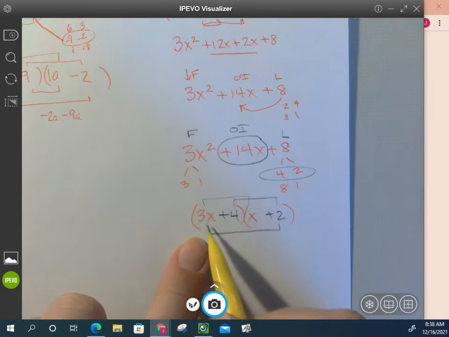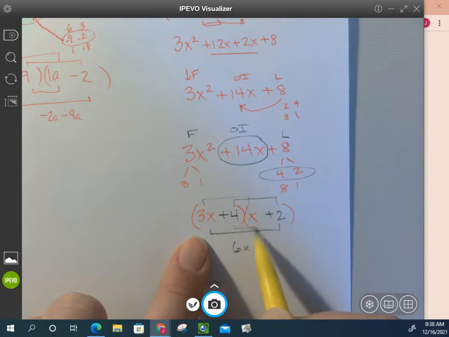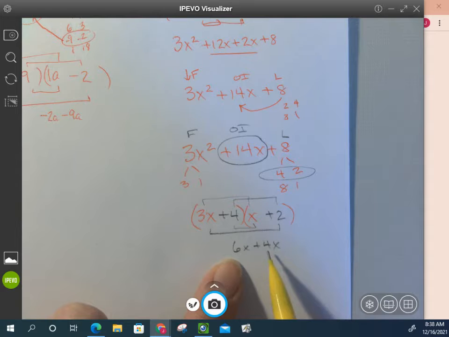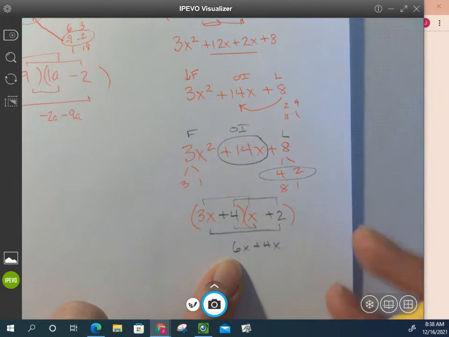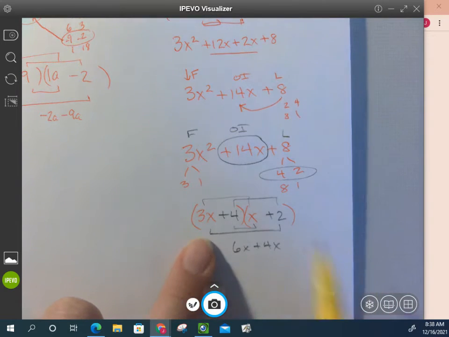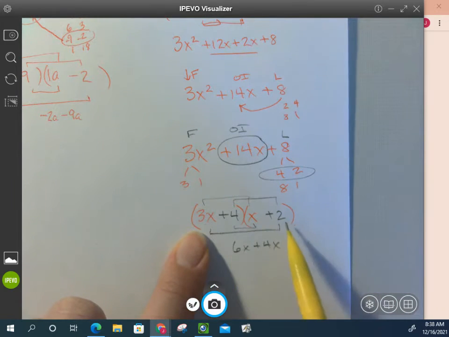Well, when I multiply this, I get 6x. And when I multiply the inside, I get 4x. But you see that that adds up to 10x. I got the wrong middle number, right? So the idea is if it's the wrong number, I'm going to flip the numbers. So when I multiplied, I took 3 times 2.